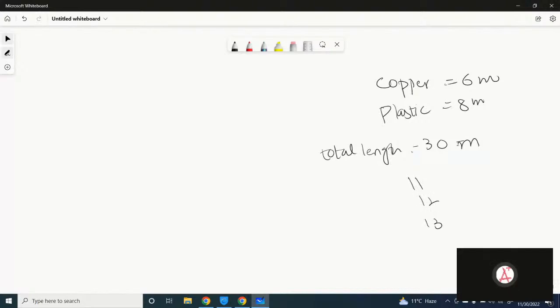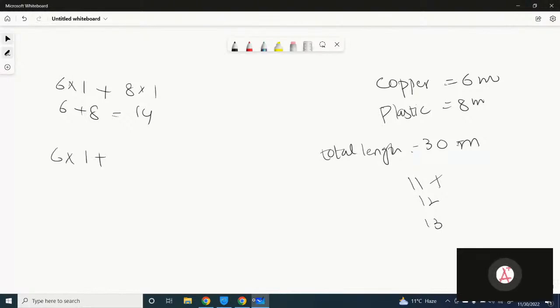Okay, let's start with the first one, 1 and 1. That means it would be 6 times 1 plus 8 times 1. I need to see if together they make 30. 6 plus 8 makes 14. That means this isn't the correct option. Got it?